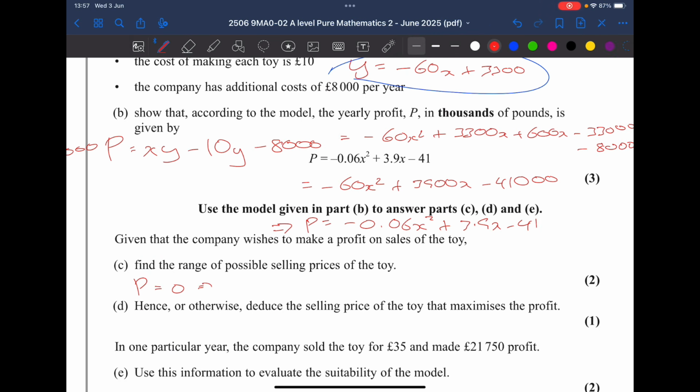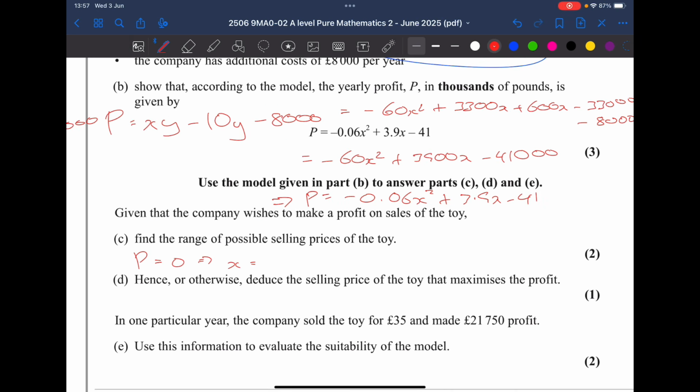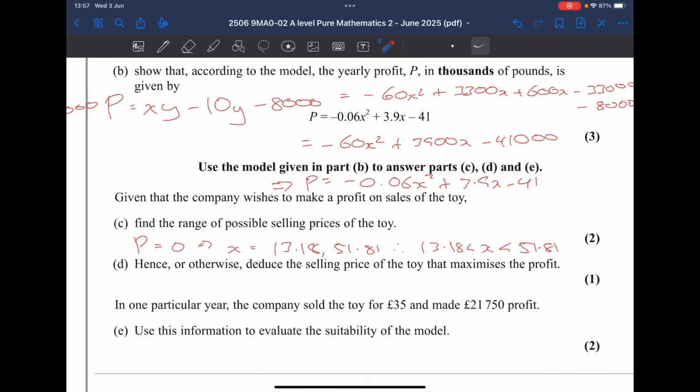So equal to 0 tells us that our x, the number of toys we're going to sell. Was x the toys we're selling? No, x is the price. What numbers do we get? We get 13.18 up to 51.81. So therefore, we need to sell them between those numbers. So more than 13 quid 18 and less than £51.81. All looks good to me.